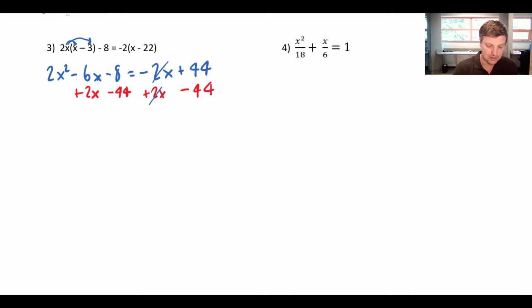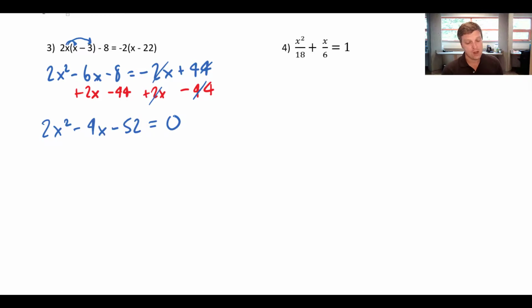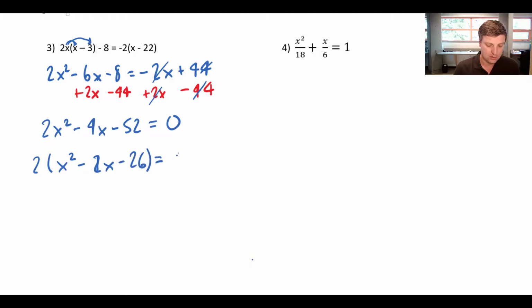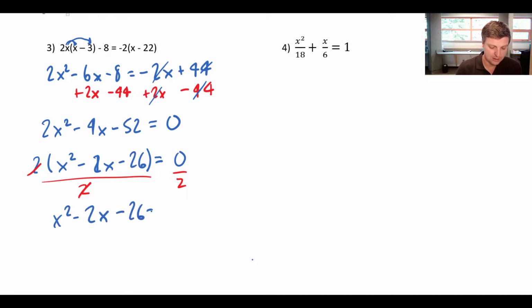And so these are going to cancel out, and I'm left with 2x squared minus 4x and then minus 52 equals 0. As I mentioned before, you can see here that I can actually factor out a factor of 2. So I'll take out that factor of 2, x squared minus 2x, and then minus 26, and that's going to equal 0. I can factor out this 2. I'm going to divide this whole thing by 2 and divide this by 2. So those are gone. So I've got x squared minus 2x minus 26 equals 0.